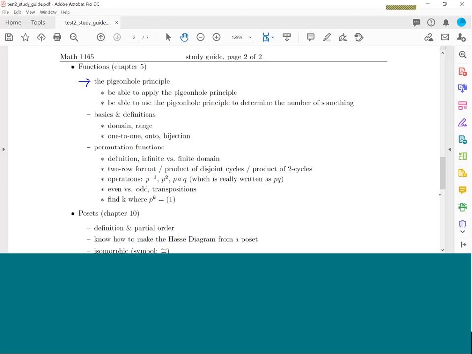Pigeonhole principle, if you get it, it's probably going to be something like multiple choice. But definitely expect one of these permutation function questions, and like you guys requested earlier, I'll put up a sample question of how you could see permutation functions. It would be given to you, typically in a two-row format, and then I ask you to write the permutation function as a product of disjoint cycles.